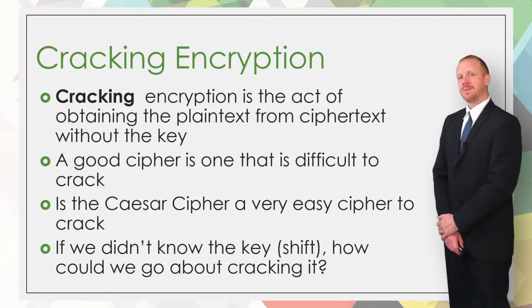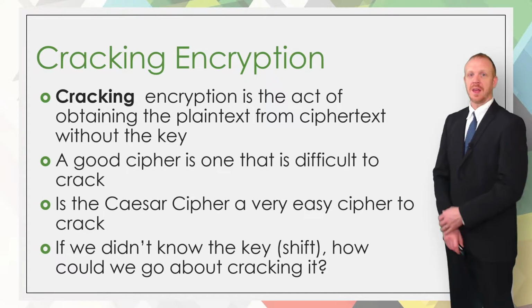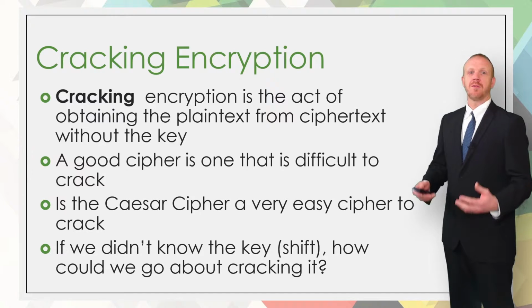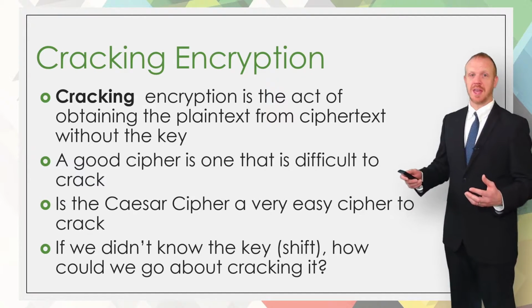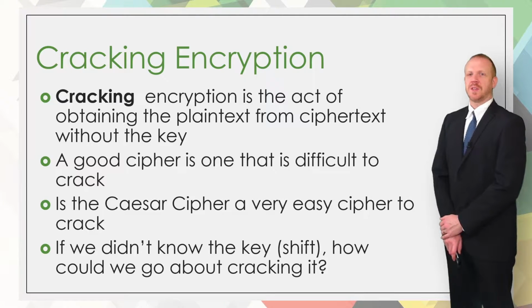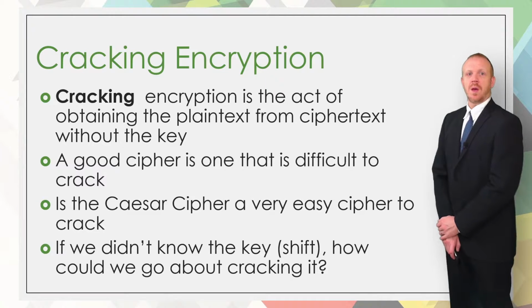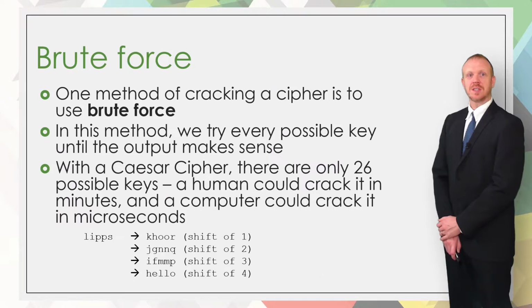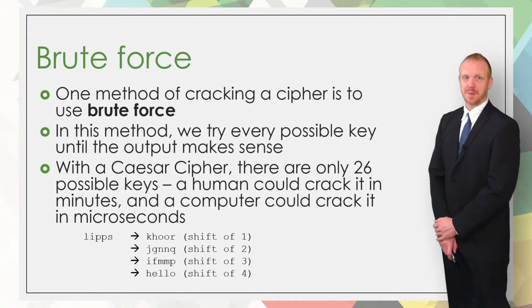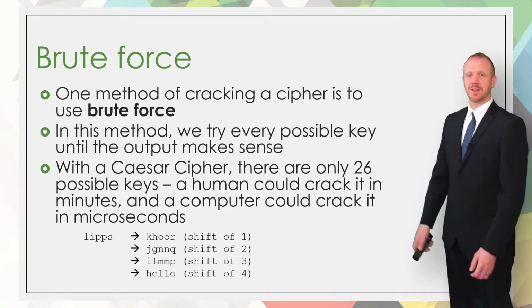The problem with Caesar cipher, as I alluded to earlier, is that it's not very strong. In fact, it's very easy to crack. Cracking is the proper term for obtaining the plain text from the ciphertext without the use of the key. A good cipher is one that's difficult to crack, and the Caesar cipher is not difficult to crack. Well, probably one of the easiest ways we could go about cracking the Caesar cipher is just simply to brute force it. Brute forcing means trying every possible key until you get lucky.